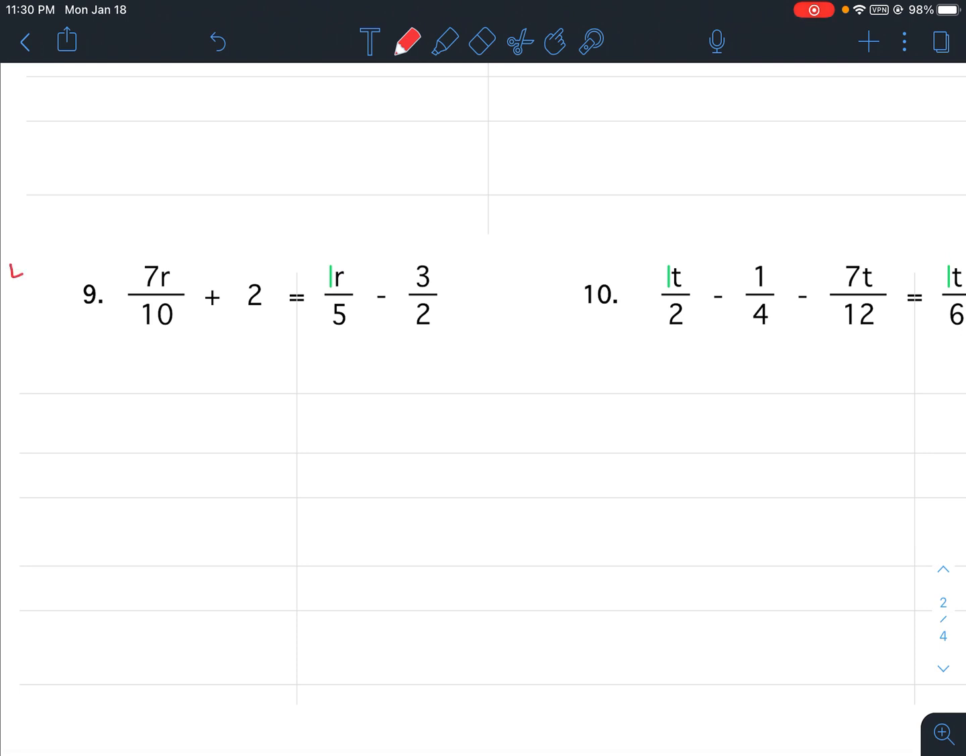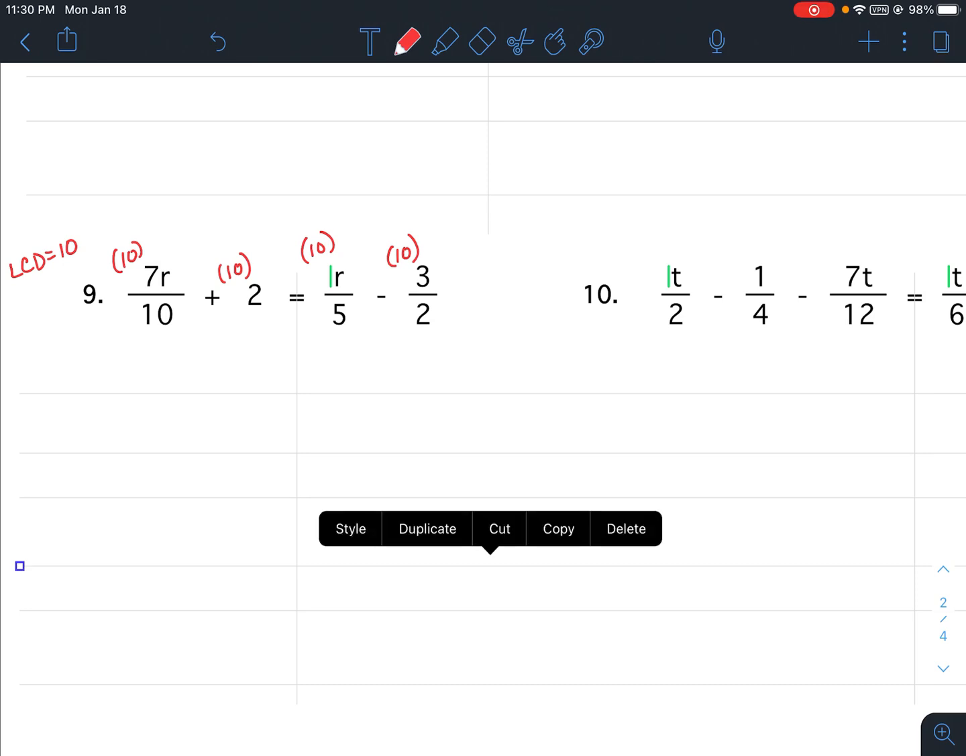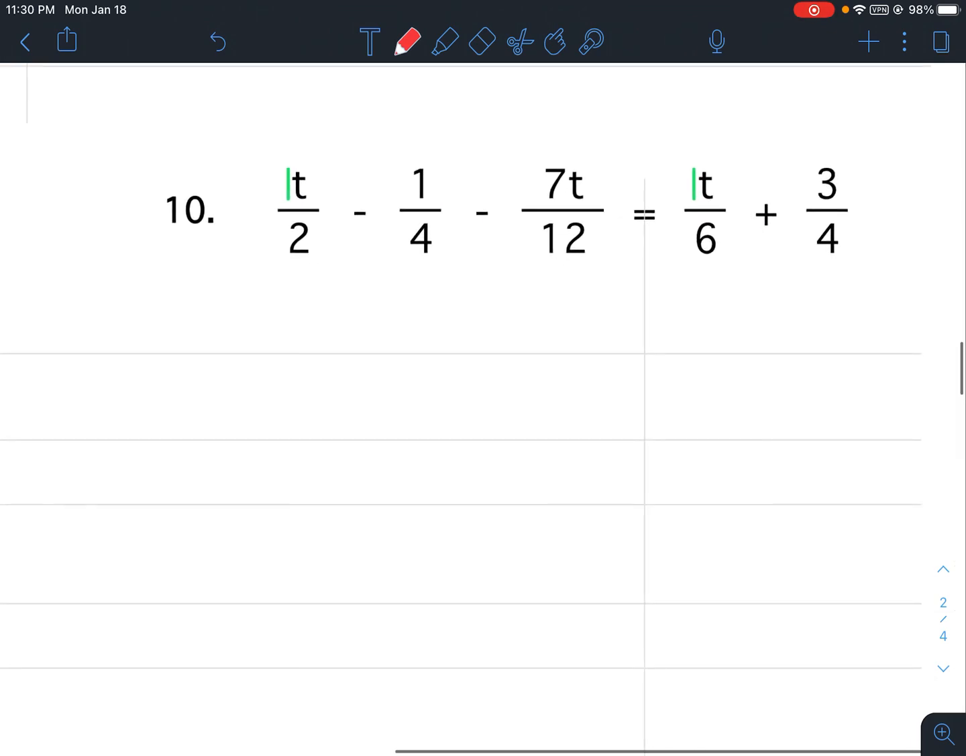So off to the side, I want you to write LCD equals 10, which means to get rid of the fraction, we multiply every term by 10. Make sure you are using your calculators to multiply. So you would take 10 times 7/10, 10 times 2, 10 times 1/5, and 10 times 3/2. You're going to do that on your own. I'm going to help you with number 10.